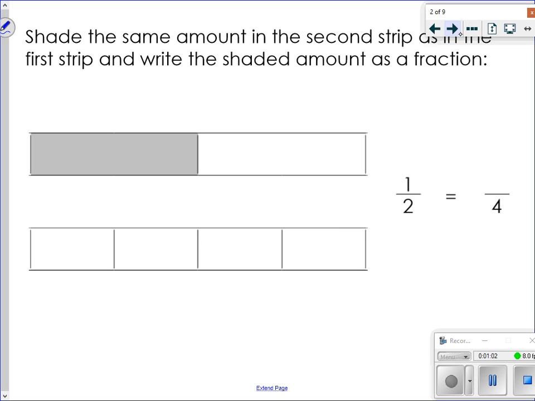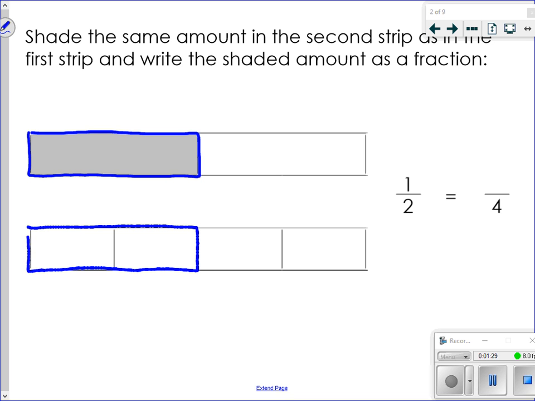So we have two strips that are the exact same size, and we're asked to shade the same amount in the second strip as in the first strip, and then write what fraction we have shaded in that second strip. If the first strip is shaded to here, then my second strip has to be shaded the exact same amount, which would take 2 of those 4 equal sections. So 2 out of 4 parts would be shaded.